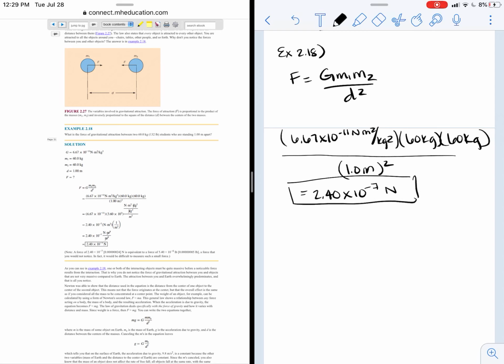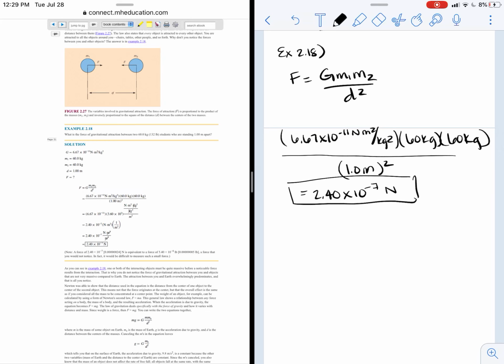All right, so that negative 7th right there tells me that's a very weak force. So why? Because Earth is pulling much, much stronger on us, okay? And that's why we don't really feel that force between each other. Now, if Earth wasn't involved, then we would, okay? But we really don't because of Earth there.